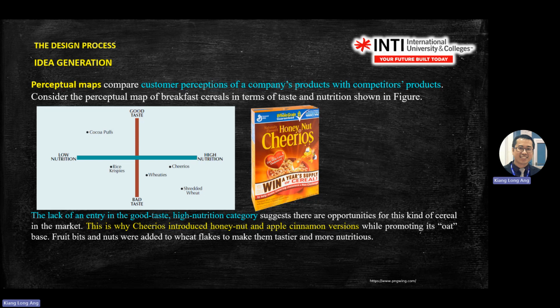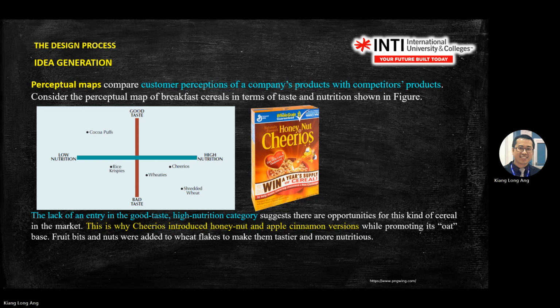So they do perceptual maps for the competitors in the market. All the names that you see on the slide here are their competitors. For example, Cheerios, they are high nutrition, but toward bad taste. Ray's Crisp Grill, they are bad taste and low nutrition. But there's one, Cocoa Puff, they are good taste, but low nutrition. So there's no one inside here. The market is empty here.